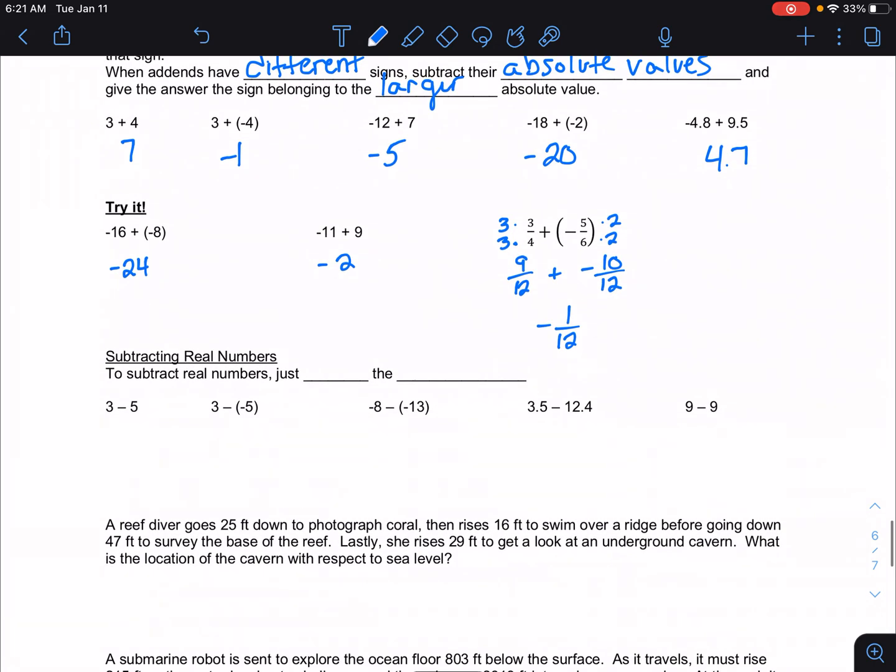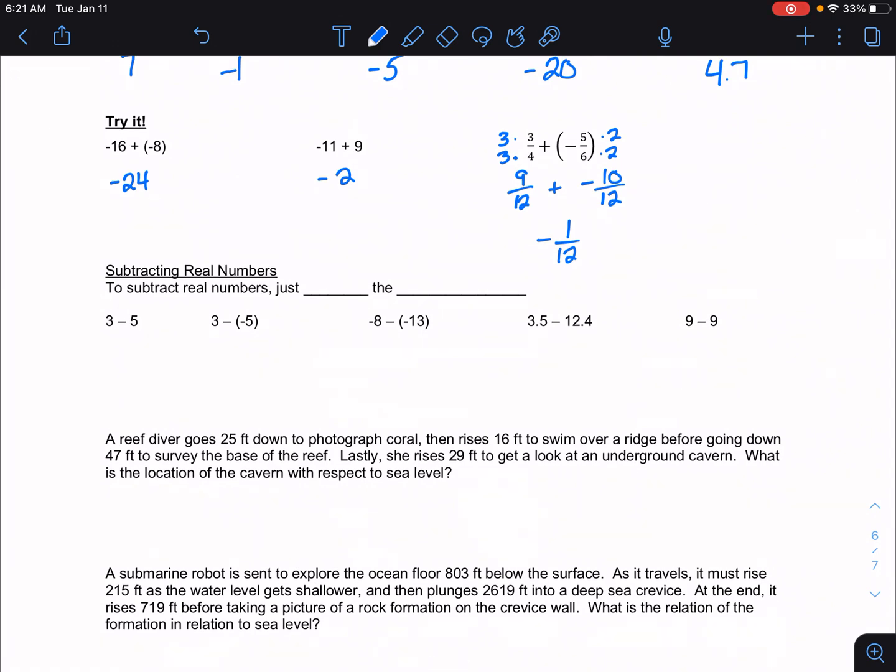Okay, let's take a look at subtraction now. When we subtract, all we're going to change is that this is going to be like adding the opposite. So in other words, we're going to change it to addition, and then that way we can use all the same rules that we were just using. So let's take a look at some examples of this.